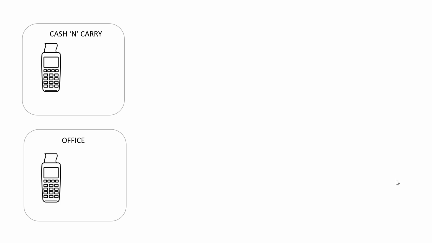With RugSimple, all of your monetary activity is tracked in a batch throughout the day at various points of sale. In this example, we have a cash and carry point of sale and an office point of sale. Each point of sale activity is collected into batches.